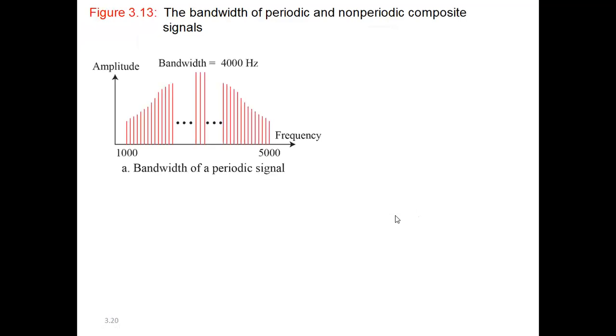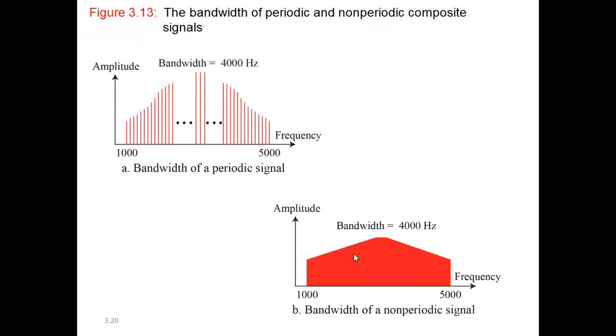I believe it is depicted here with the help of a diagram. The lowest frequency being 1000 and the highest frequency being 5000. So the bandwidth which is available is 4000 hertz. So this you can see. However, it is a non-periodic signal. So this is the example of a bandwidth.